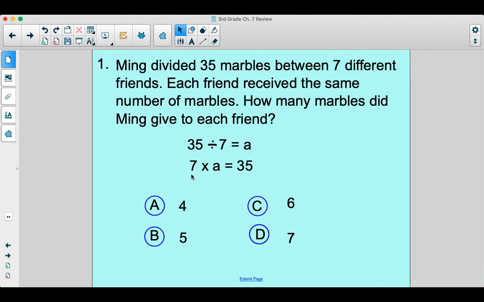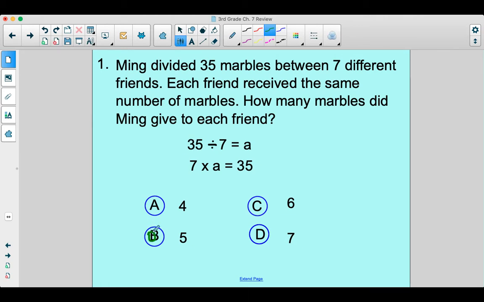Or you could think about solving it like this: 7 times what number would give us 35 marbles? Here the 7 represents the 7 different friends, and each friend is going to get how many marbles? And then there's a total of 35 marbles, right? So you could count by 7 how many times to get to 35. So 7, 14, 21, 28, 35. We'd have to count by 7 5 times, so our answer would be 5.